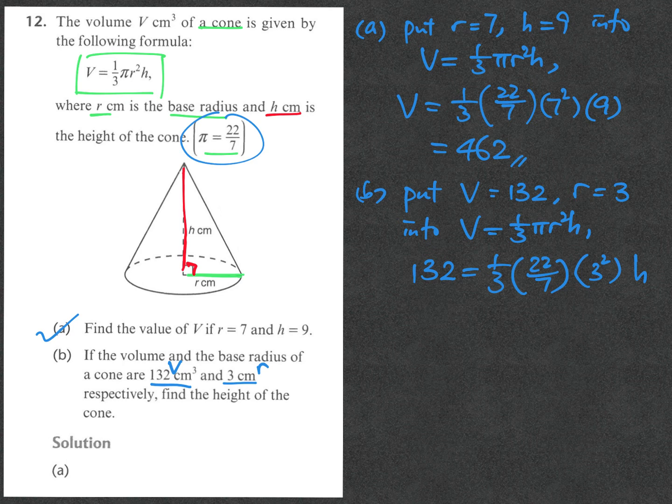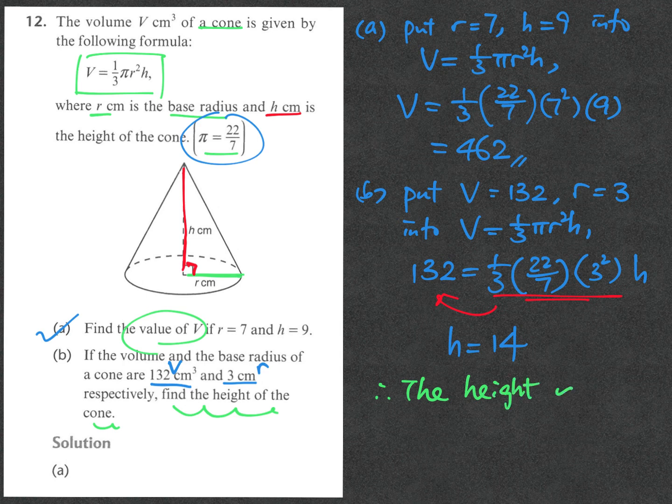So in order to find h, you divide everything to the left hand side. Yet it's still the calculator's job to help you get the answer. Finally, you get 14. But be careful that the question now is a word problem asking you the height of the cone. So you cannot stop at h is 14 this time, unlike part A, which is asking you to find the value of v. In part B, you have to precisely write in words that the height is 14 cm.